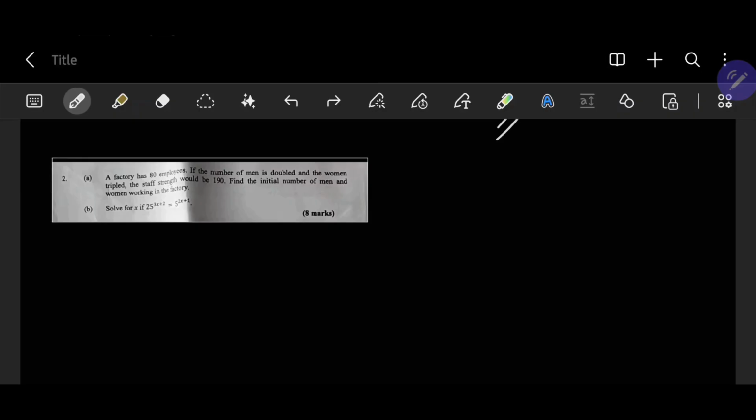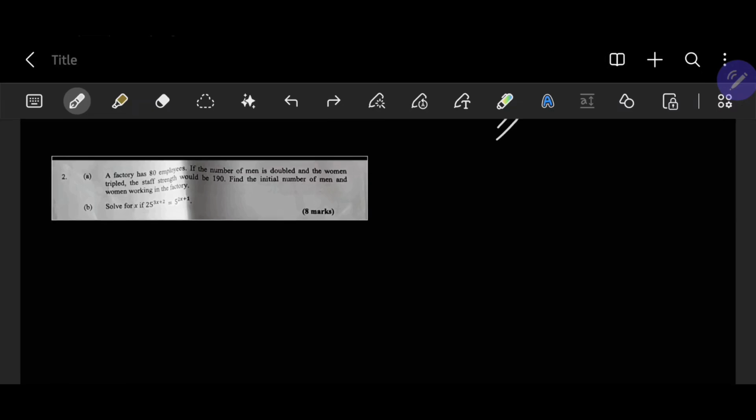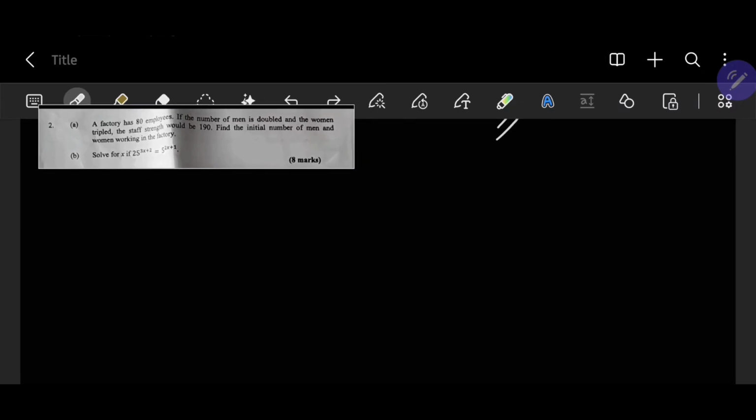So you can see from this question, and you can identify that this is a simultaneous equation problem because you're given two conditions. You're given two different equations. You're given two variables also. The variables in this case are the number of men and women, and you're given two totals. The first total is 80 and the second is 190. So this is a simultaneous equation problem.